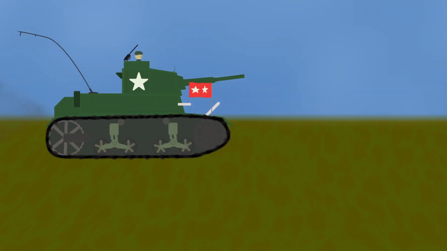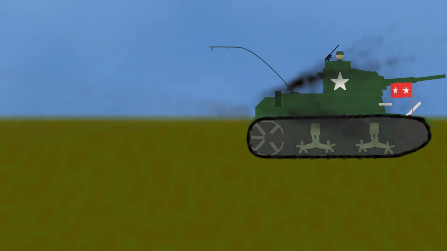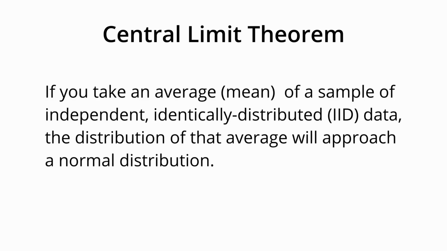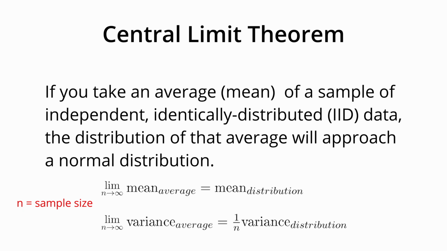Now I'll discuss the more general reasons why you don't usually need data to be normal, even in those previous scenarios. One of the fundamental theorems in statistics, the central limit theorem, states that if you take the average of a large sample of independent, identically distributed data, the distribution of that average will approach a normal distribution with the same mean as the distribution of the data, and the variance equal to the variance of the underlying distribution divided by the sample size.